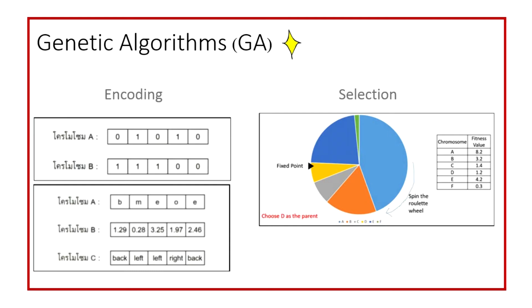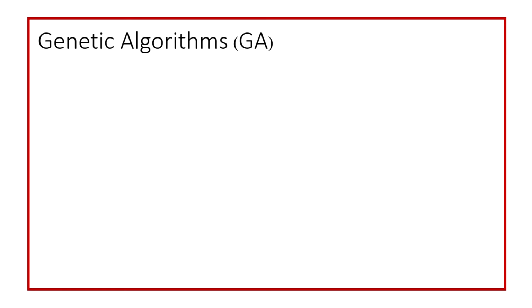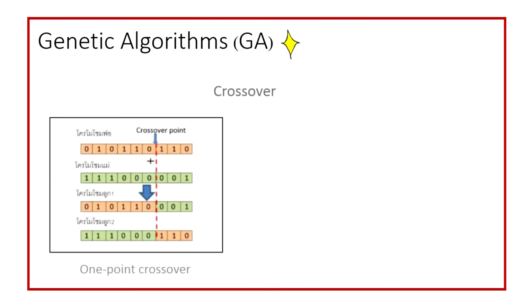Selection method can deal with many approaches. For example, in the picture is the roulette wheel approach, in which the better chromosome will have more chance to be selected. So this approach has a lot of bias. And then crossover. There are two approaches in crossover: 1-point crossover and 2-point crossover.